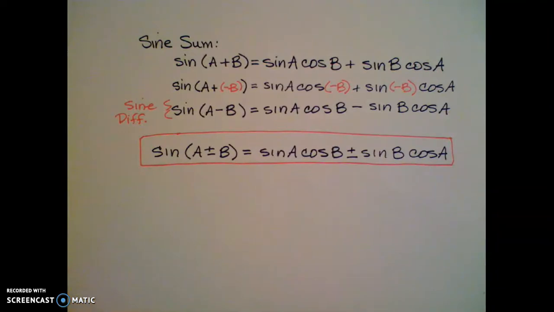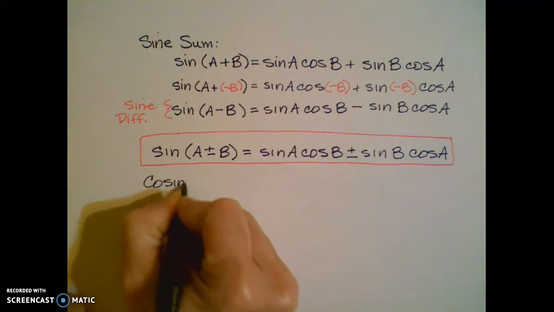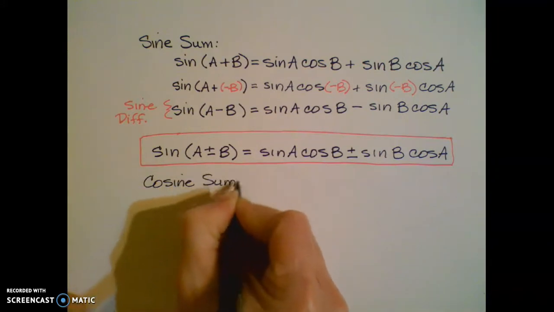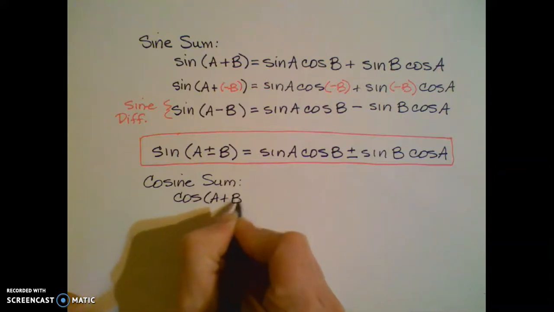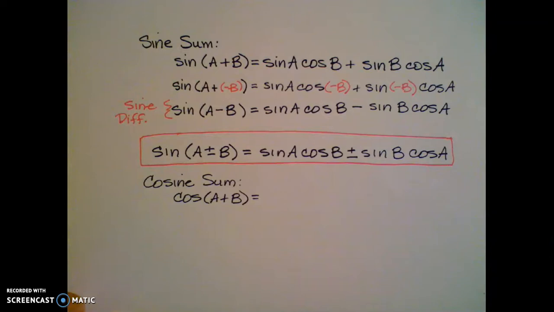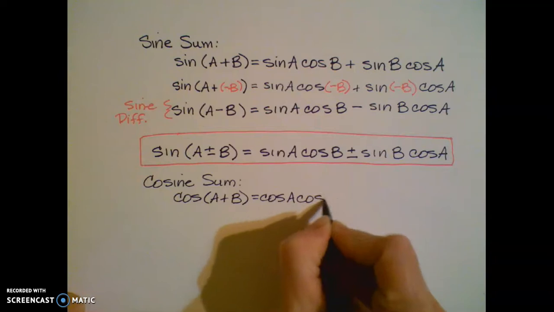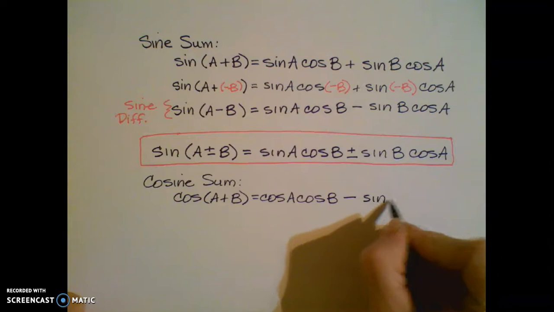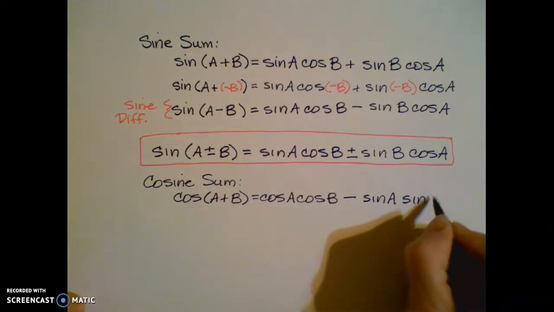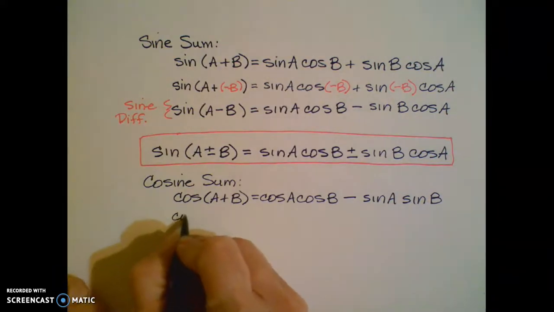Okay, so now let's look at a cosine function. The cosine sum that we had from the previous video, the cosine of the quantity A plus B is equal to the product of the two cosines, cosine A times the cosine of B, minus the product of the sines, sine A, sine B. There again, let's do some substitution. So we'll replace that B with the opposite of B.